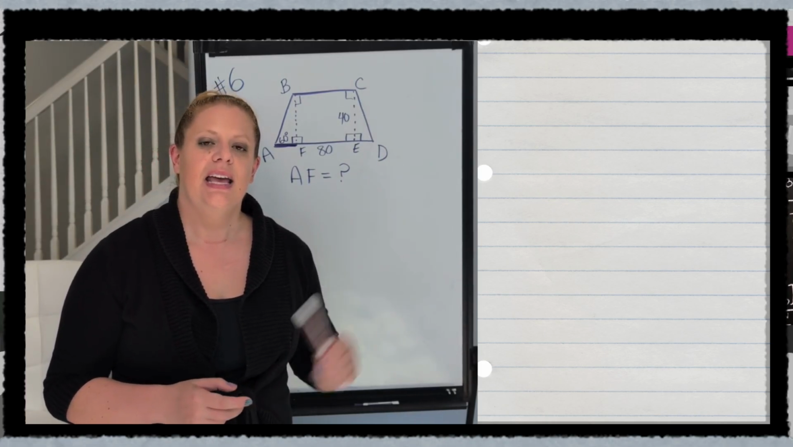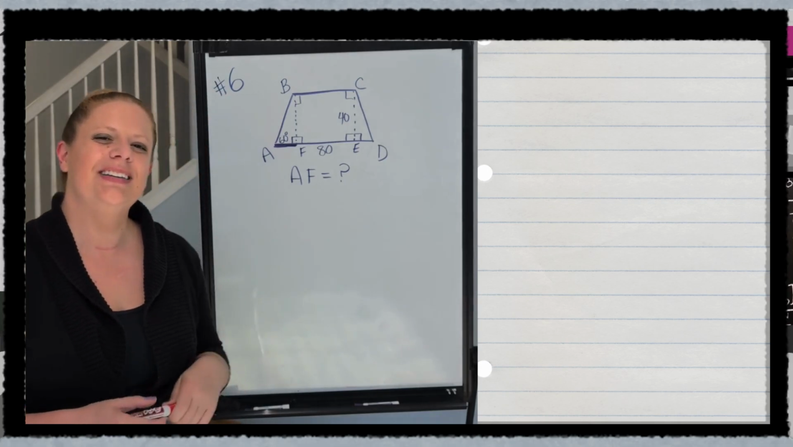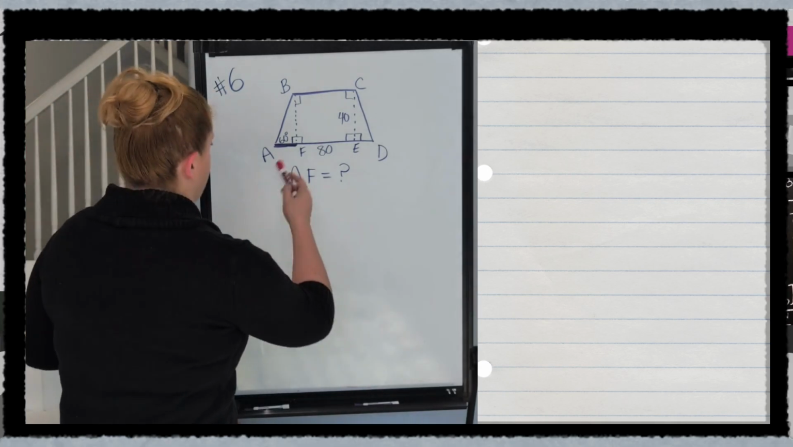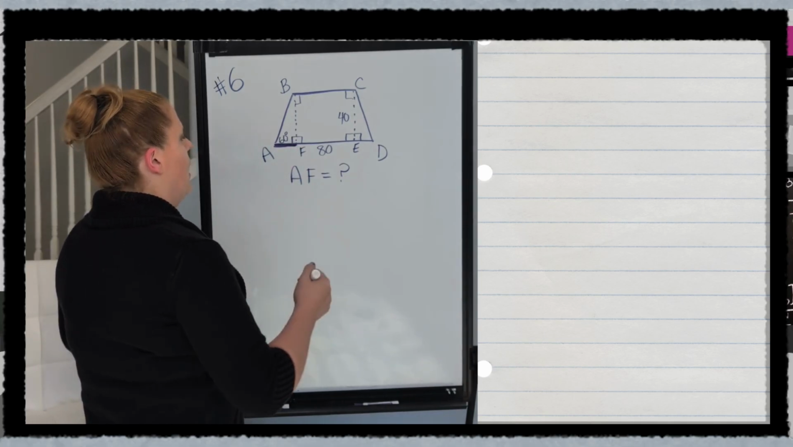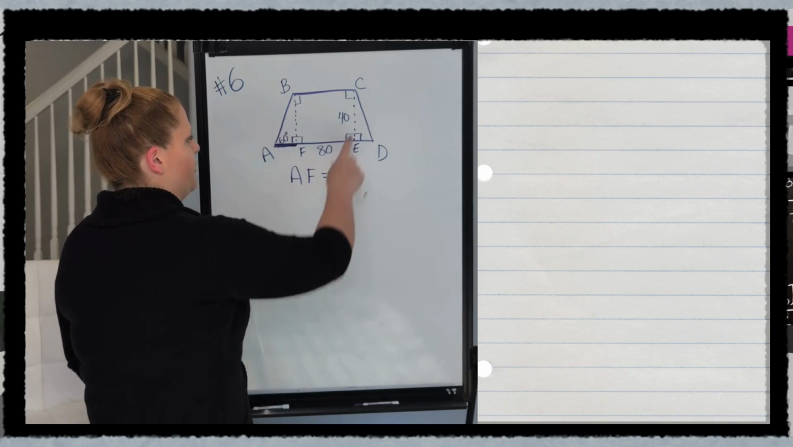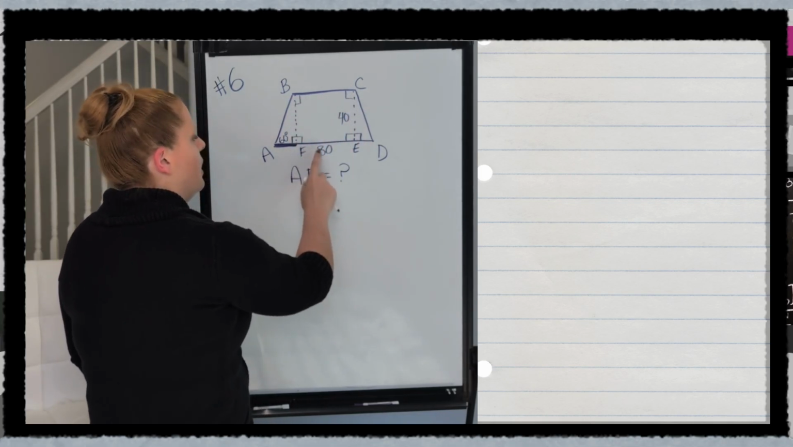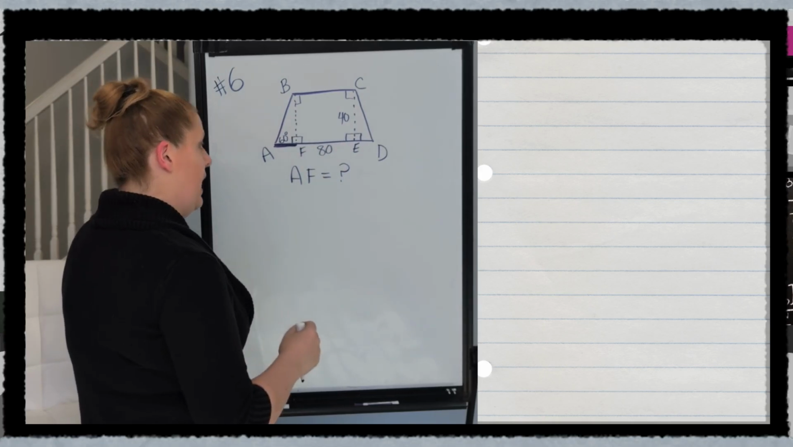Number 6. Given this figure, what is AF? AF is this little line right here. We want to find a value for it. They give us a couple values on this figure. They tell us our height is 40. Our length between F and E is 80.